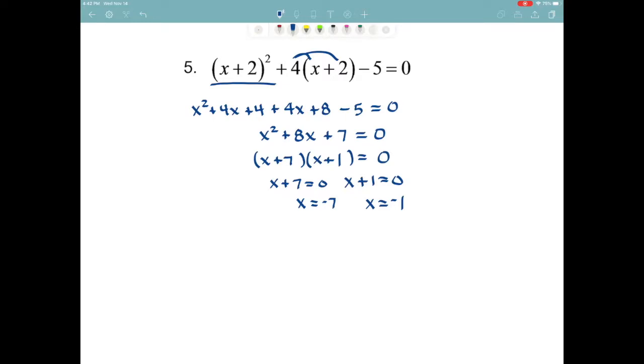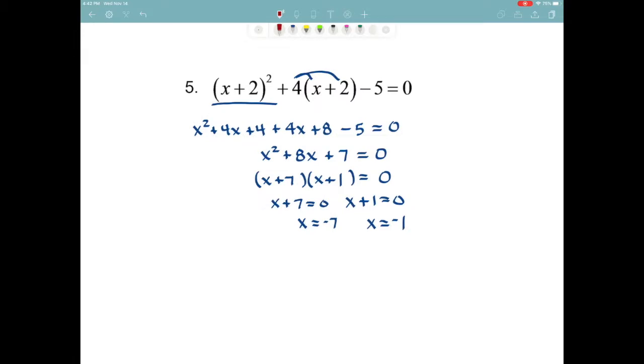Now, a second approach that can be taken to solve this is what we call u substitution. Because we have the same quantity inside the parentheses, it's being squared in one of them and it's raised to the first power in the other, we can say, hey, we're going to let u represent x plus 2, and we're going to substitute u in for those values.